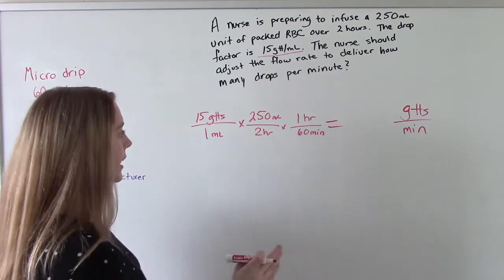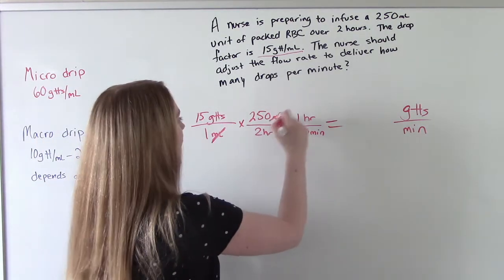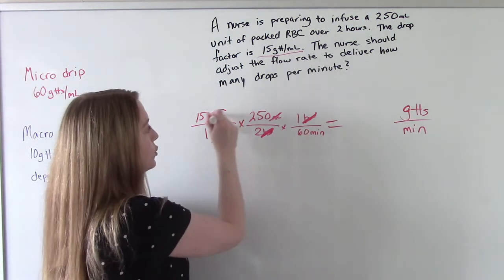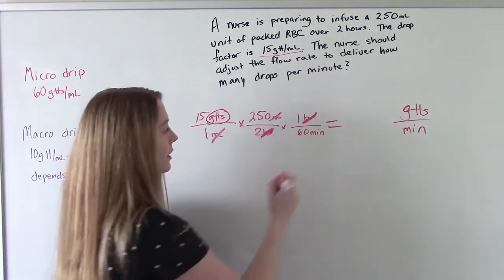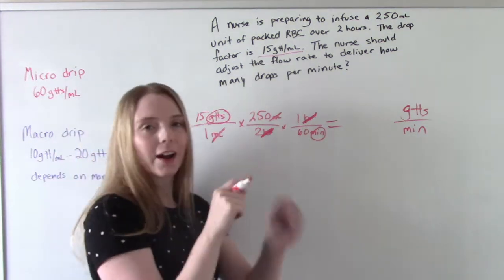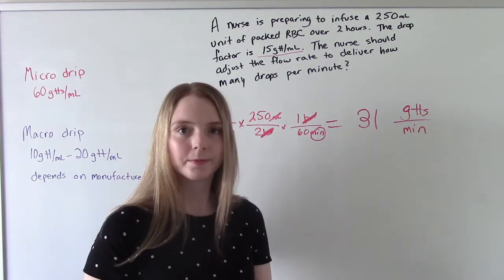So we have it all set up. Now we can start crossing stuff out. So cross out our mLs, cross out our hours. We'll have drops, the only thing left in our numerator, and minutes, the only thing left in our denominator. Punch it into your calculator, do the math, and you get 31.